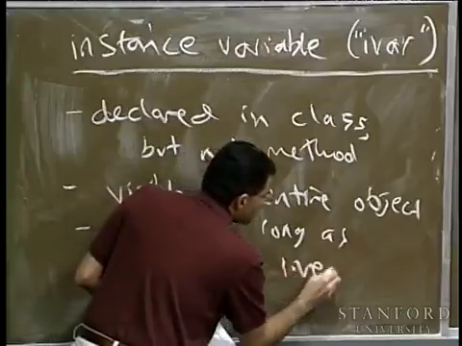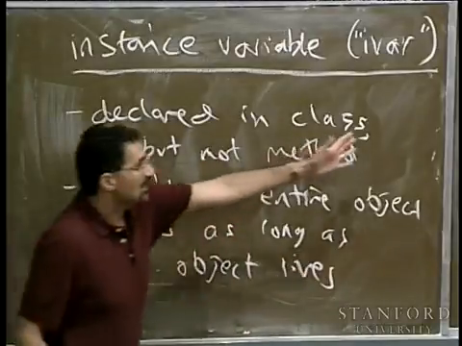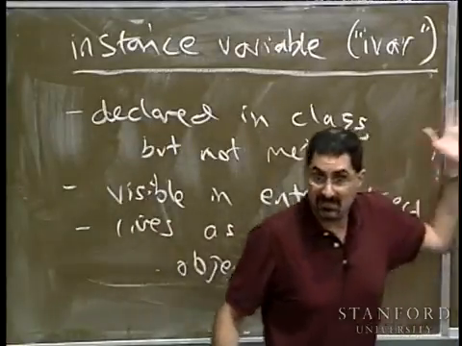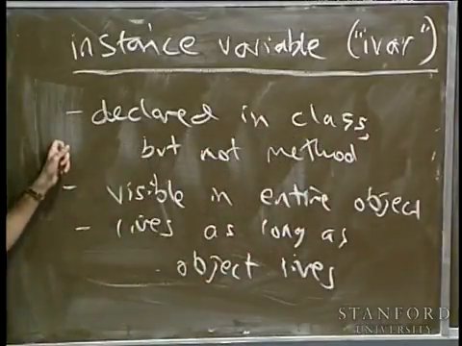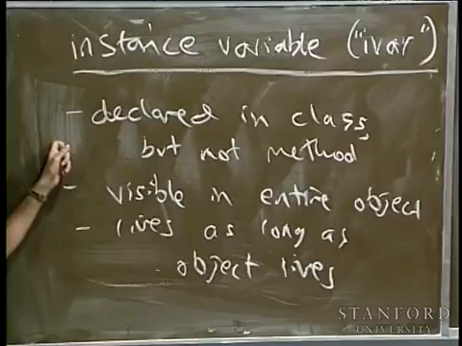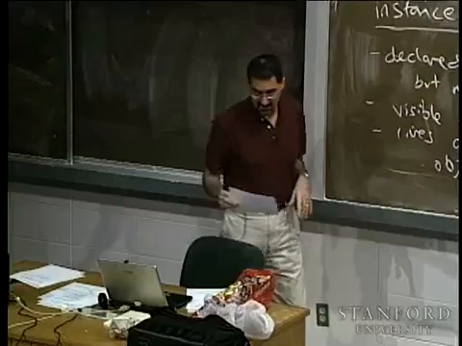Which means when you call some particular method, if that method has local variables, they come into being, and when the method is done, they go away. When you create an object, its instance variables come into being, and they stay around until that object goes away. You're done using the object. That's how long they live.